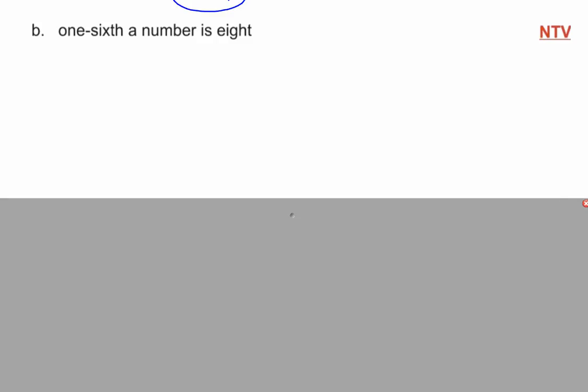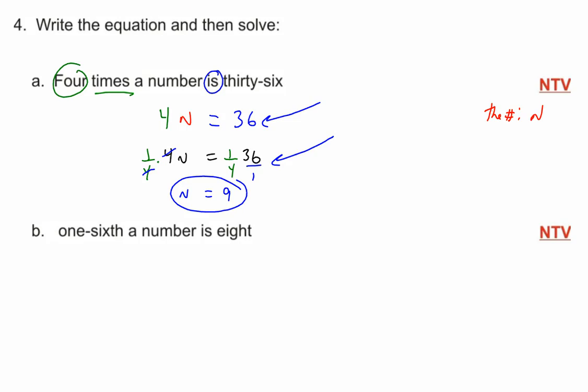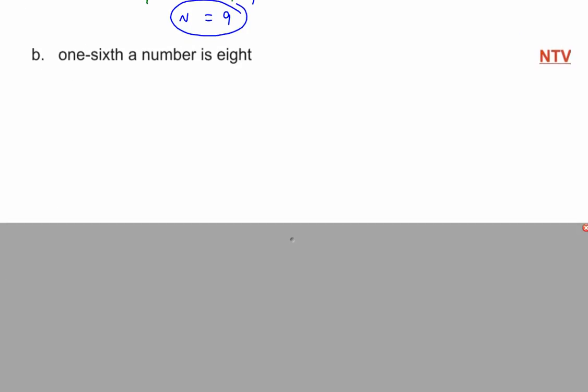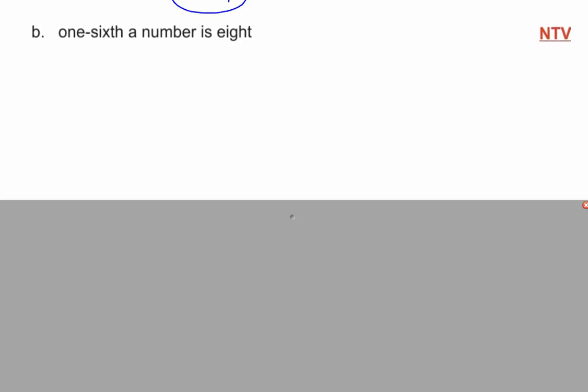1/6 a number is 8. So again, we're going to NTV. All right, so we'll call the number n. All right, can you see the equal sign? There it is, right? The "is" is the equal. Is what? 8. 1/6 a number. All right, 1/6. That's real easy, right? 1/6 a number. 1/6 n.